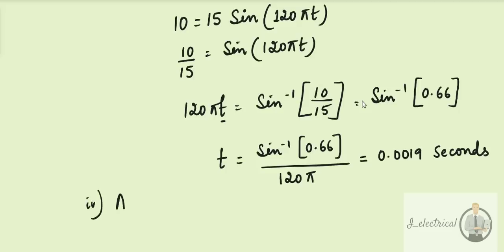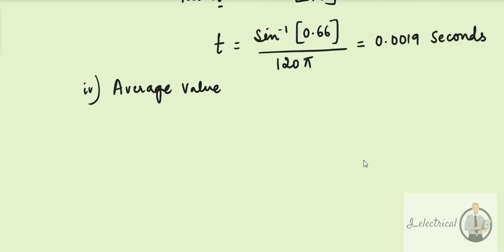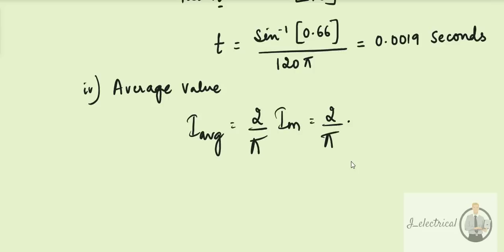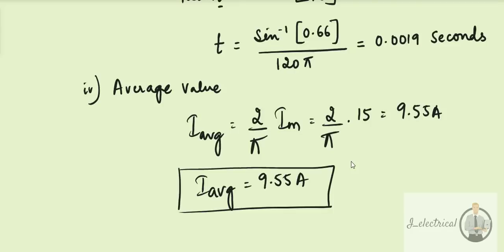Last one, we need to find out the average value. Because we have the maximum value, I can use it directly. So I average is equal to 2 by pi into Im, which is 2 by pi into 15, which gives you 9.55 amps. So I average is equal to 9.55 amps. So this is the complete solution.